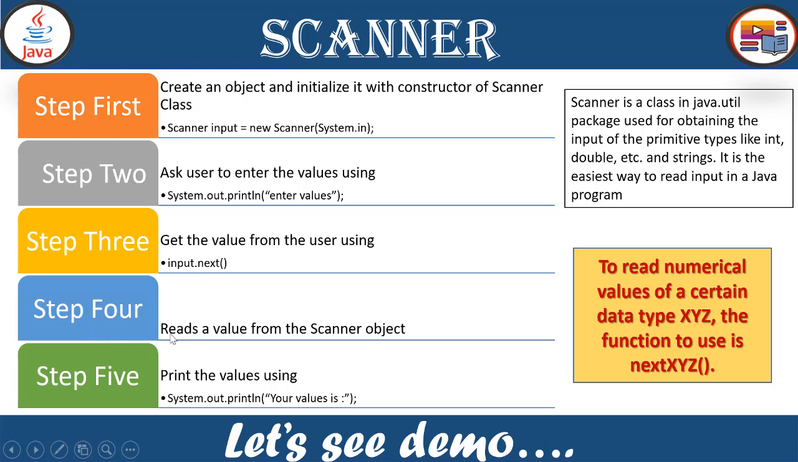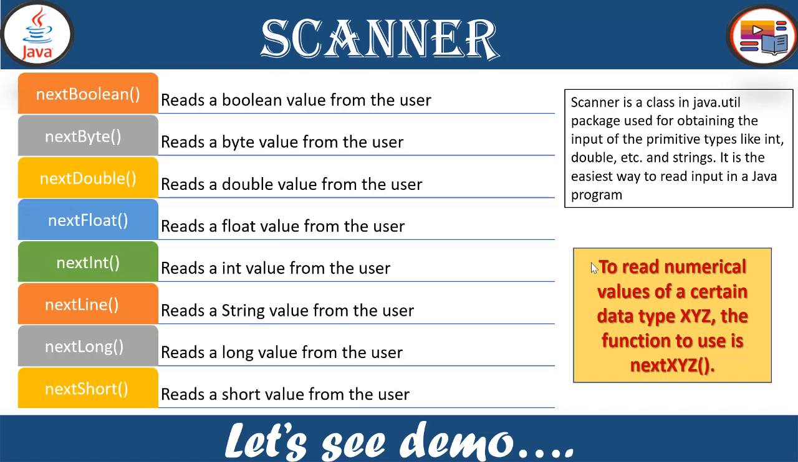Step 4, we are going to read the value from the Scanner object, and step 5, we are going to print the values using System.out.print. Now, to read the values of a certain data type xyz, the function is going to be used like nextXyz. That will be more clear when we see the details of the Scanner class. So these are the most commonly used methods we can use in the Scanner class.